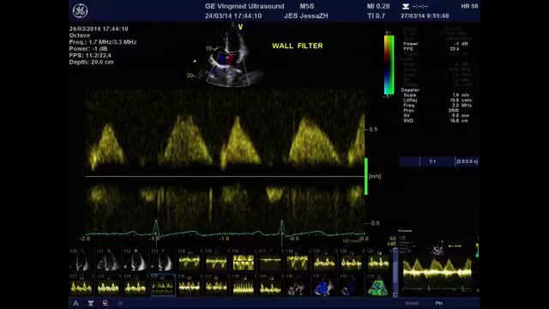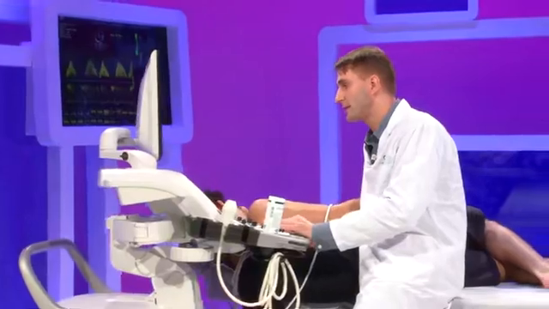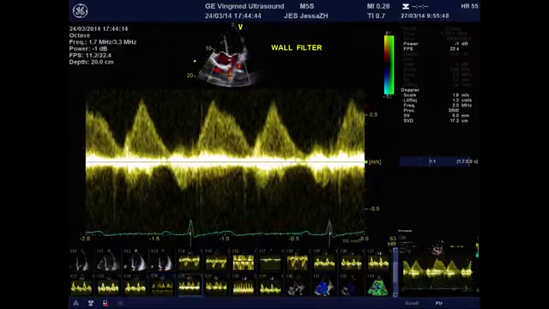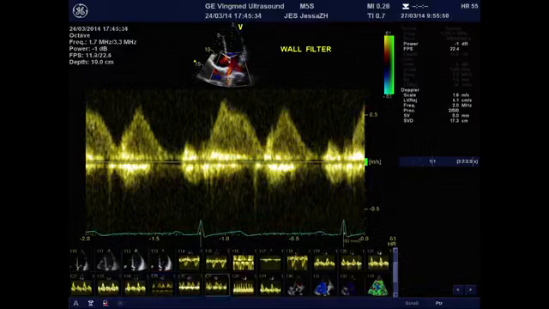Then there is something which is called wall filter. Certain velocity signals are weak, while others are stronger. This is a case of a pulmonary vein. We want to make sure we see the full pulmonary vein and can measure all the different peaks: systolic, diastolic, atrial reversal, and duration of the atrial reversal. To do this well, you should put your wall filter at optimal settings.